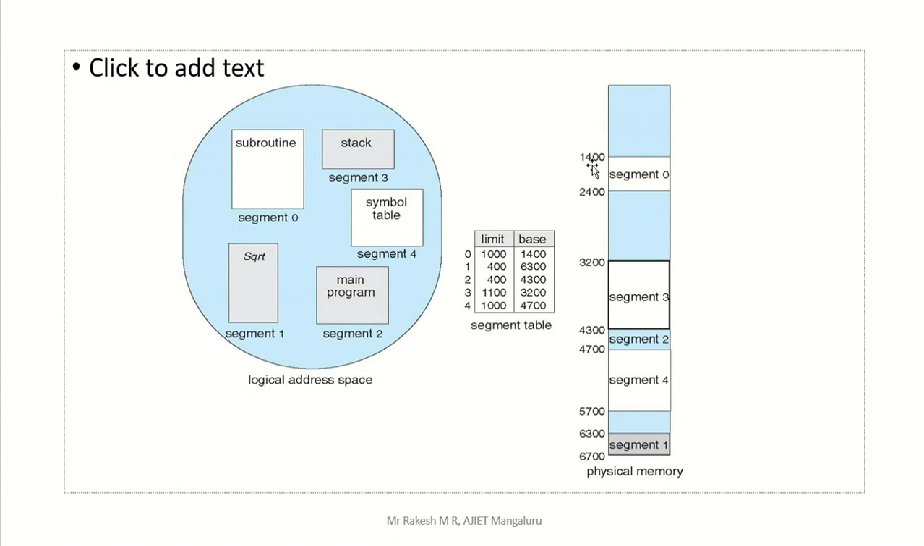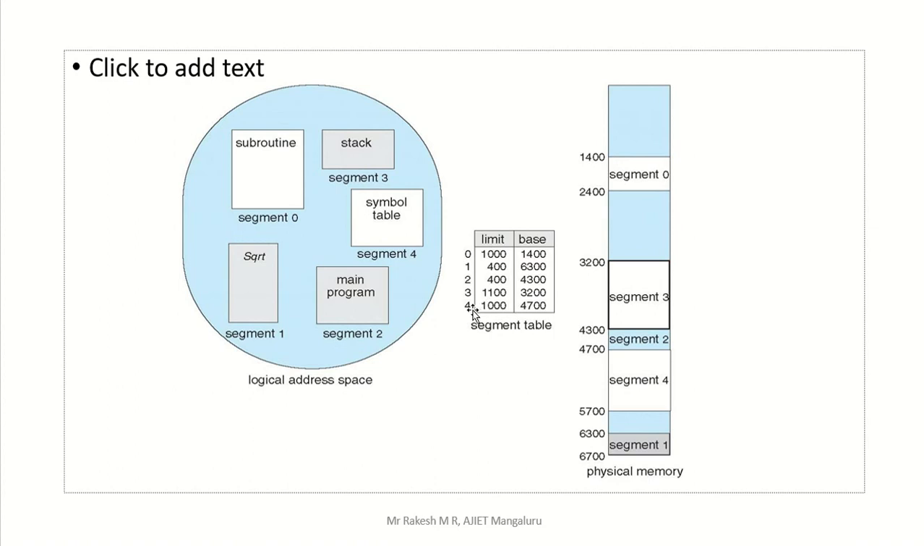So 1400 plus 1000 is 2400. That is the last address. 1000 is the limit length and 1400 is the starting address. So in this block we stored our segment 0. You are going to represent this in your segment table. So segment 0 is there with 1400 base and 1000 limit.